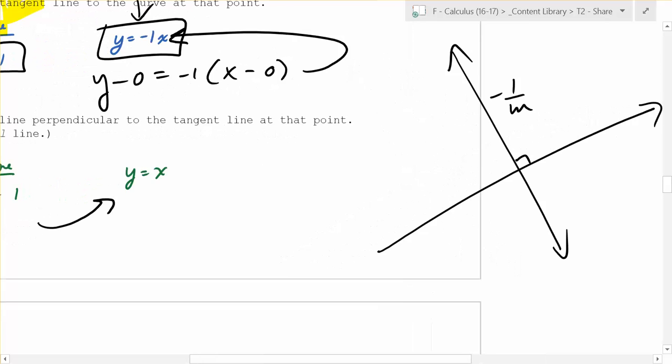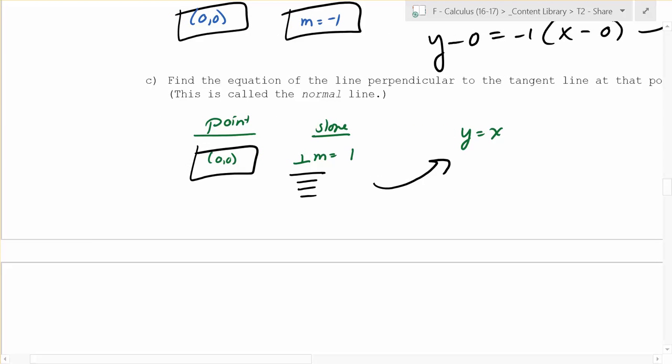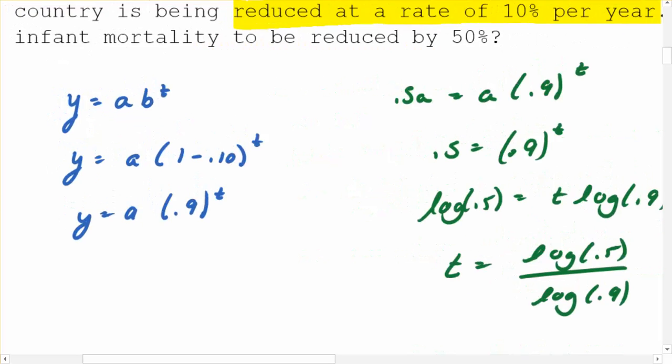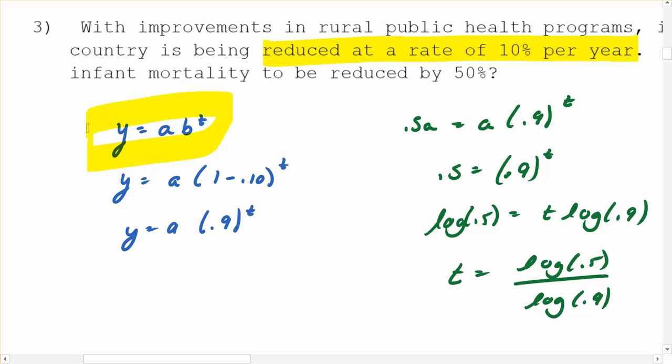Exponential, so you've done this many times here. It's y is equal to ab to the t. So what are we solving for first? What do we need to find? Well, b, and we know that b in this case is going to be 1 minus 0.10 because it's going down by 0.10, 10%. So there's your reduced at a rate of 10% per year.